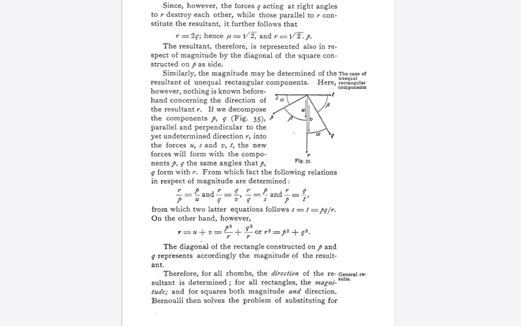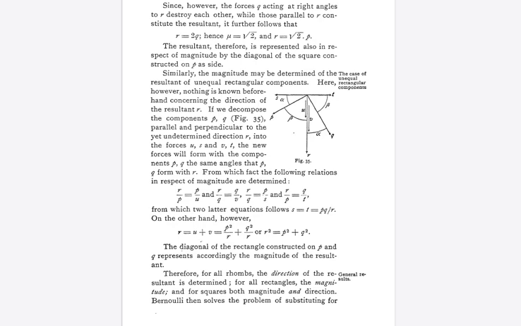R over P equals P over U, and R over Q equals Q over V, R over Q equals P over S, and R over P equals Q over T, from which two latter equations follows S equals T equals PQ over R. On the other hand, however, R equals U plus V equals P squared over R plus Q squared over R, or R squared equals P squared plus Q squared. The diagonal of the rectangle constructed on P and Q represents accordingly the magnitude of the resultant. Therefore, for all rhombs, the direction of the resultant is determined. For all rectangles, the magnitude, and for squares, both magnitude and direction.